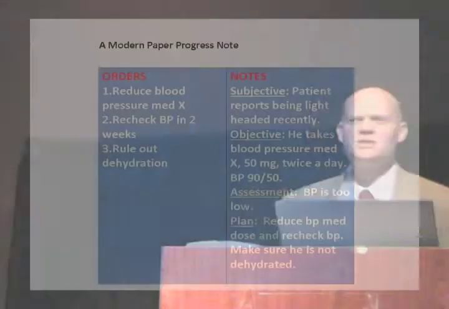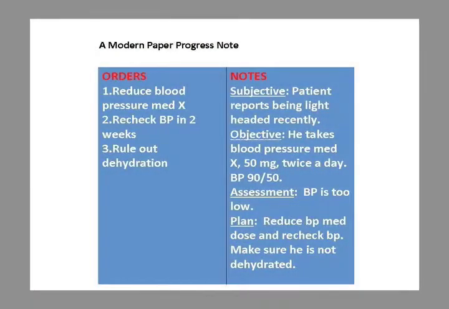So here's a modern written progress note that you might see sometimes in a doctor's office, more likely in a hospital or a dialysis clinic. The note part is on the right side, and the orders part is on the left side. And it's actually all on one page. Here's a patient that has been lightheaded. Objectively, he takes some blood pressure medicines, and his blood pressure is now 90/50.